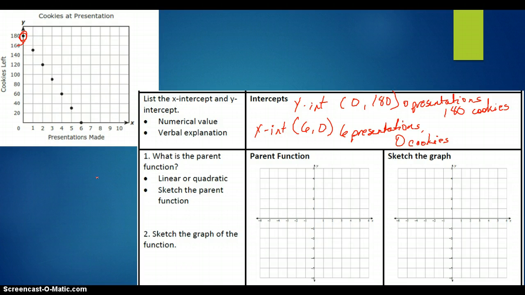Once again, you can see that this makes a straight line. So we know that the parent function is linear. It goes through 0, 0 and has a slope of 1. And then let's sketch what we can. Oh, 6, 0. And then you know everything is way up here. So the graph is already done for us, so we're just going to leave it at that.